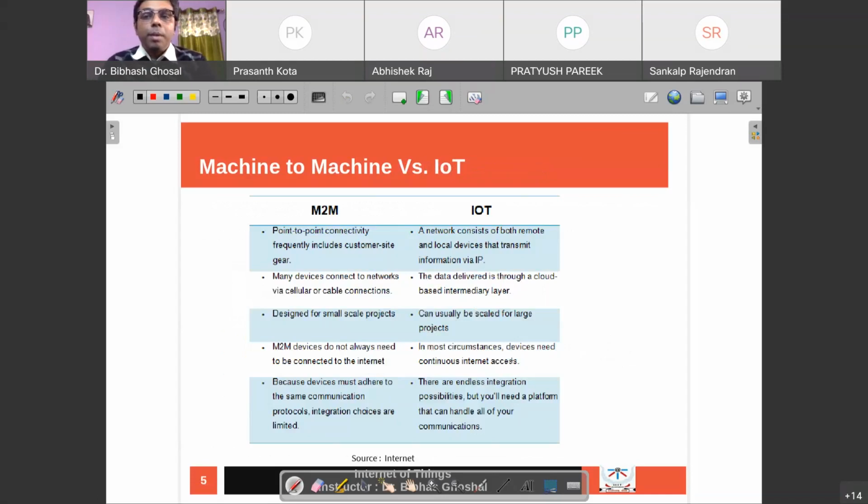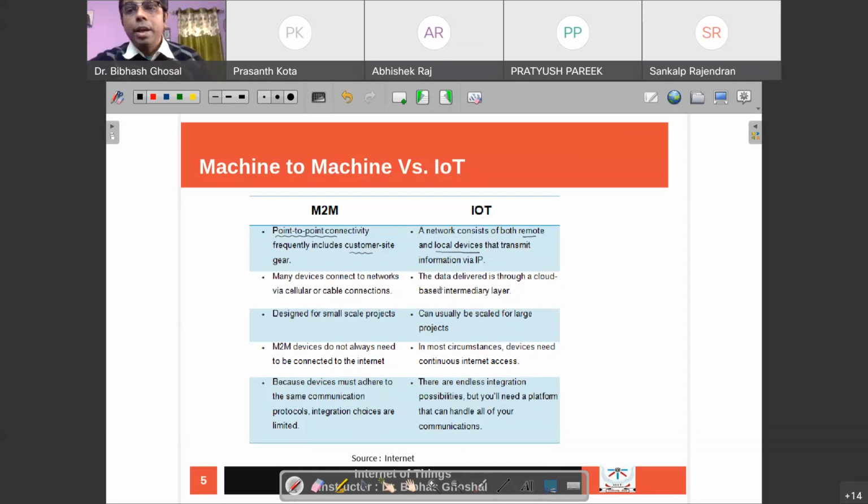So if you compare M2M versus IoT, you will find that so far we have been talking about similar things in IoT, right? So you may ask the question, where is the difference then? The difference is here. M2M is more of point-to-point connectivity, right? It happens mainly at the customer side, whereas IoT allows both remote and local devices. It's not that you have to have the devices only at a certain region and they are local.